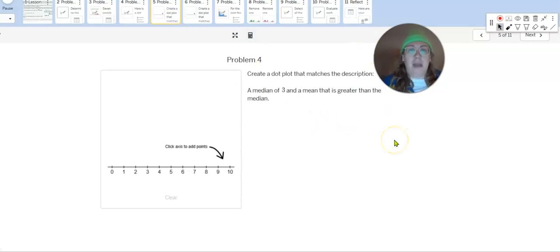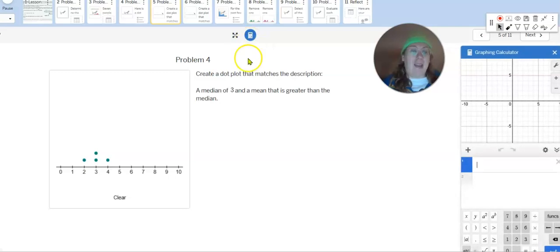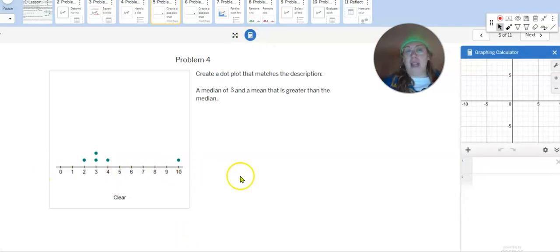Create a dot plot that matches the description. We want a median of 3 and a mean bigger than the median of 3. So this is going to give us a median of 3, right? 3 is in the middle. If we want to make the average bigger than 3, then we're going to want to add some data points out far away to the right.